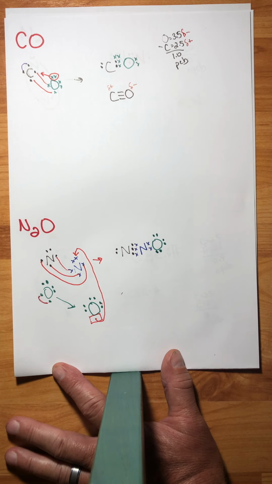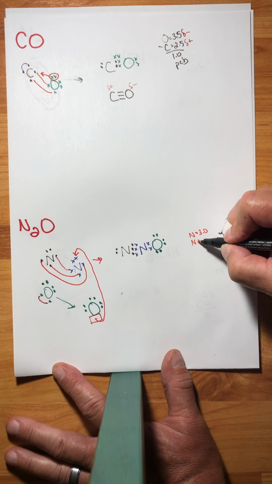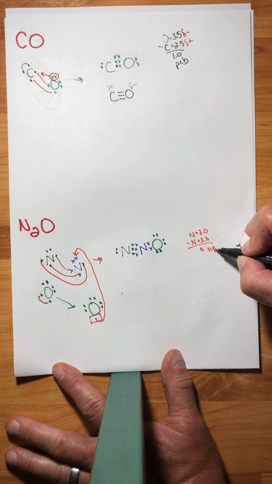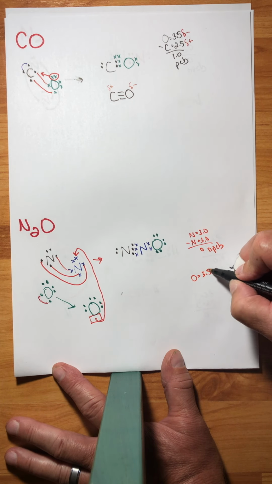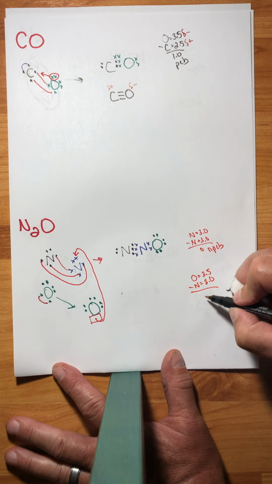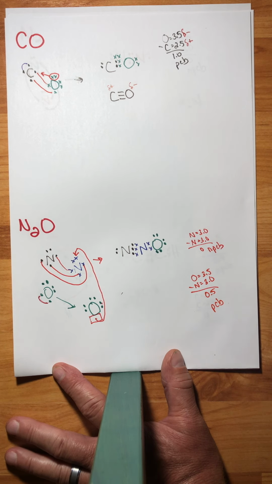Electronegativity, you got to do the same thing. Nitrogen is 3. The other nitrogen will be exactly the same. When you subtract it, you get 0, which is a non-polar covalent bond. Oxygen is 3. Nitrogen is 3.5. When I subtract, I get 0.5, and this one is a polar covalent bond. That means oxygen is slightly negative, and nitrogen is slightly positive.